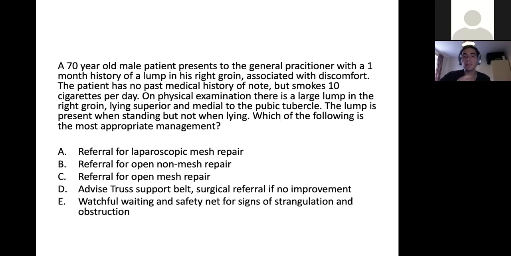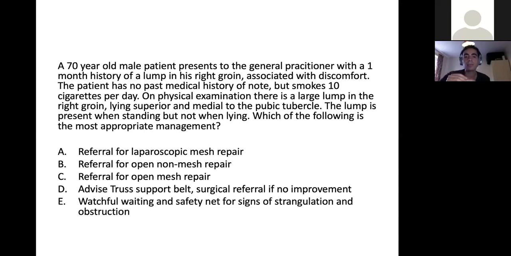And the next sentence is telling us that the lump is present when the patient is standing, when there's increased pressure on the abdominal wall, but when they're lying, it does disappear. And that's telling us that it is reducible. Essentially, what this is telling us is reasonably fit gentlemen, apart from smoking, that have got an inguinal hernia that is reducible. Okay, so they would be eligible for surgery.